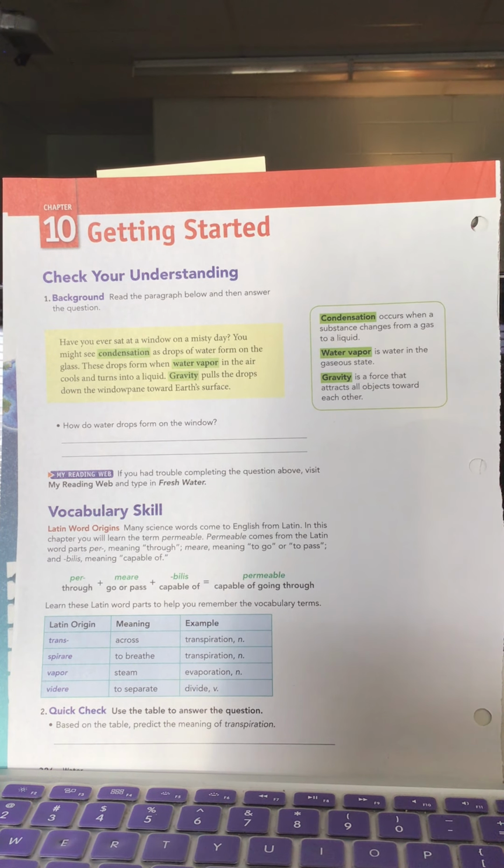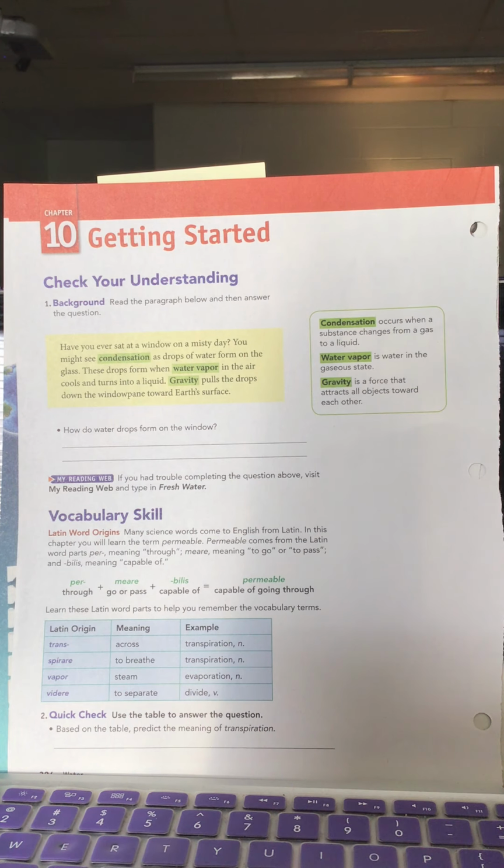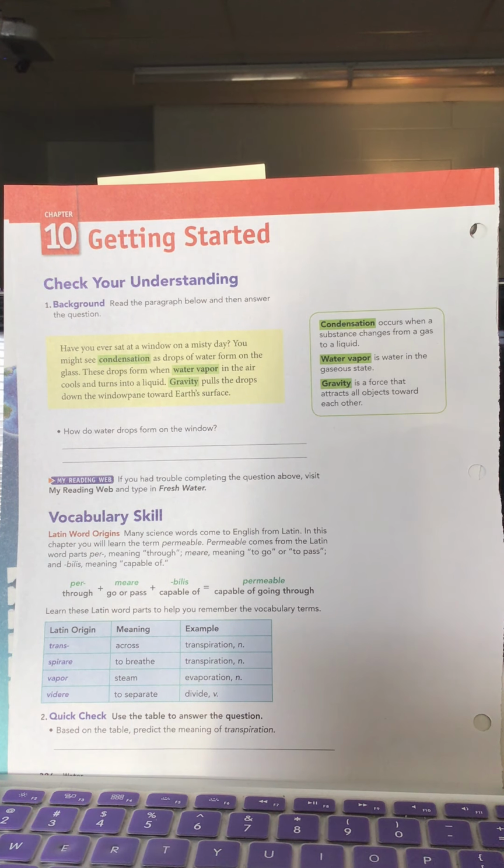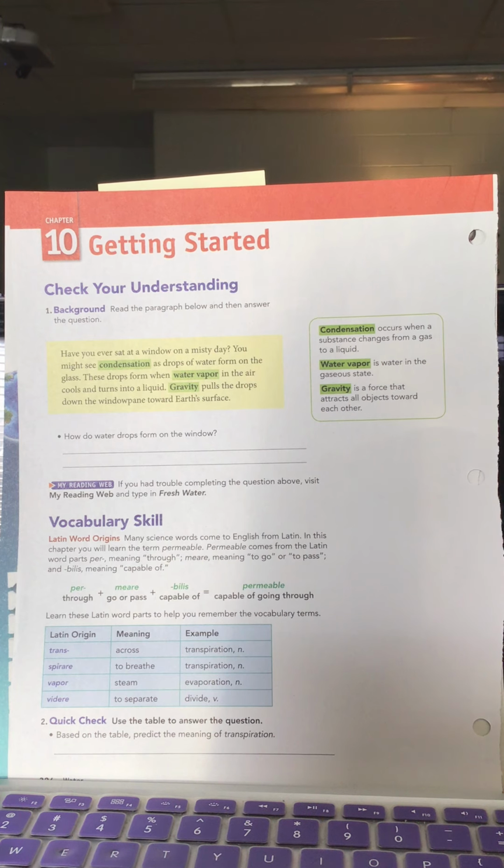Okay, check your understanding. This is chapter 10, lesson 1. Our words are condensation, which occurs when a substance changes from gas to a liquid. Water vapor is the gaseous state of water. Gravity is a force that attracts all objects toward each other.